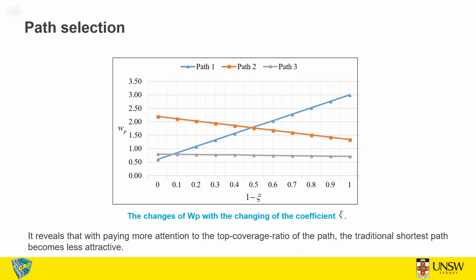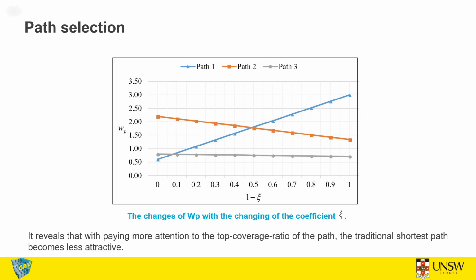Overall, with the decreasing of the coefficient, the weight-based length of the shortest path is rising, while that of the MTC path and the NSI path are falling. It shows that, having a departure and a destination, with paying more attention to the top coverage ratio of a path, the most top covered path and path to the nearest semi-indoor space becomes more attractive than the traditional shortest path.